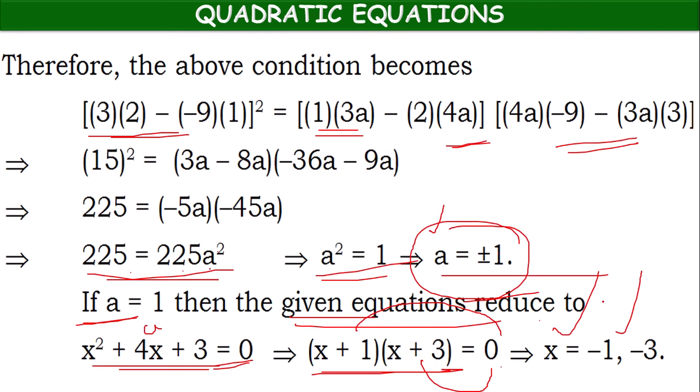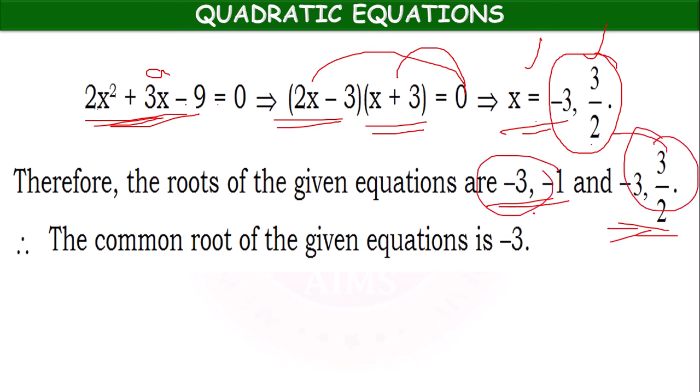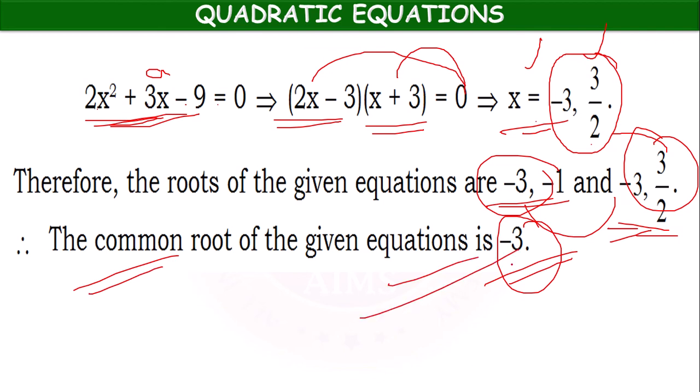So for the first equation we got values minus 1, minus 3. For the second equation we got values minus 3 and 3 by 2. Out of these two sets of roots, the common root is minus 3. The common root is minus 3. Like that we can solve the problems.